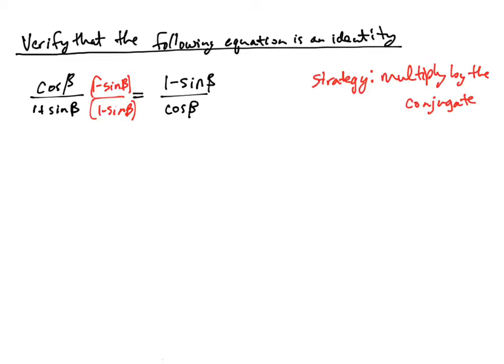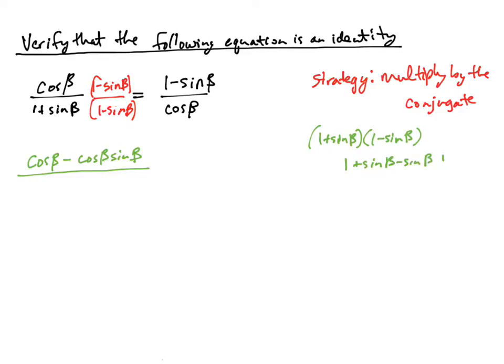So on the left-hand side, when I multiply this out, cosine beta times 1 is cosine beta minus cosine beta sine beta. In the denominator, 1 plus sine beta times 1 minus sine beta is going to be 1 plus sine beta minus sine beta minus sine beta squared. So those middle terms cancel and we end up with 1 minus sine squared beta.